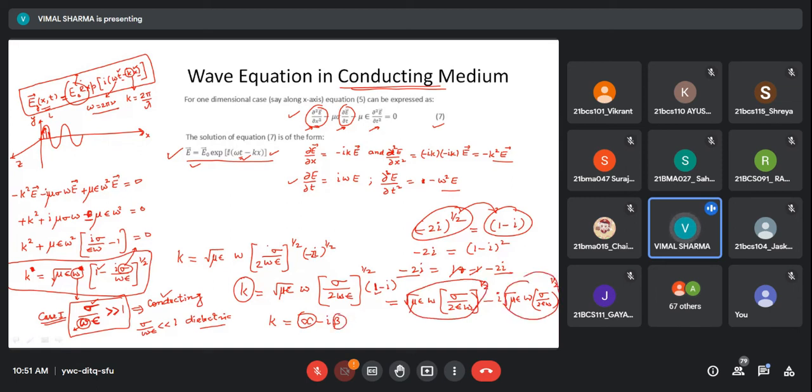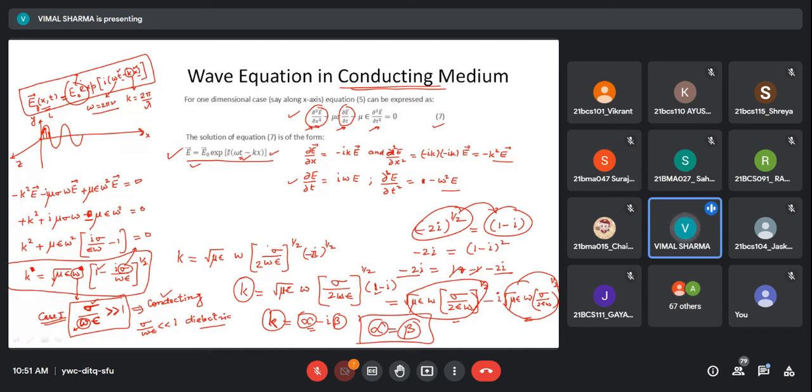This is beta, meaning imaginary. These are components of wave number k. This is the real component and this is the imaginary component of k. Both are equal. You can see that alpha is equal to beta, both the components.